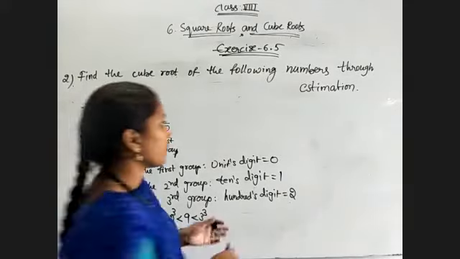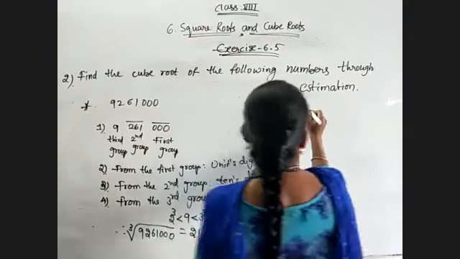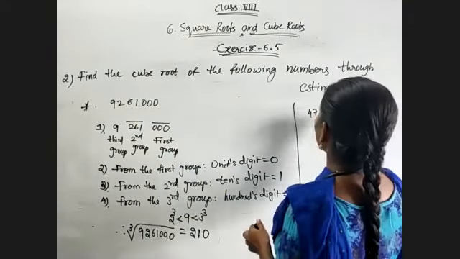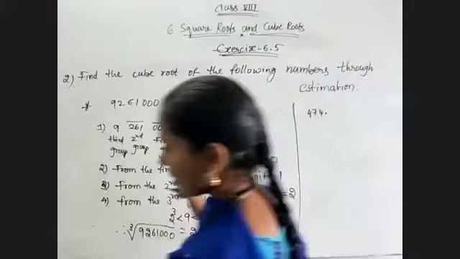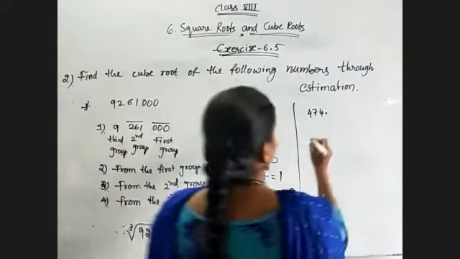And now if only two groups are there again, but we have decimal numbers, 474.552.